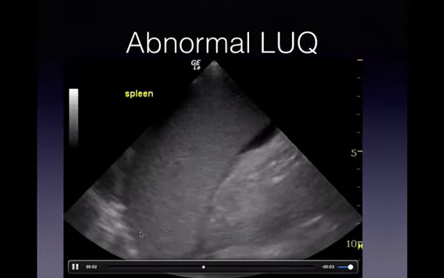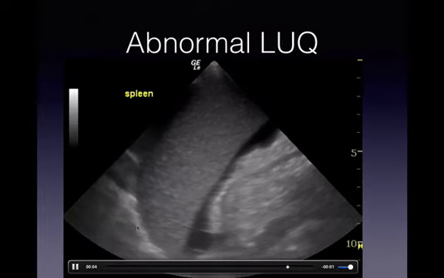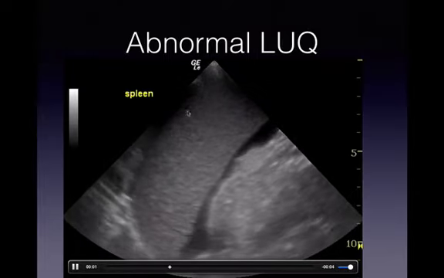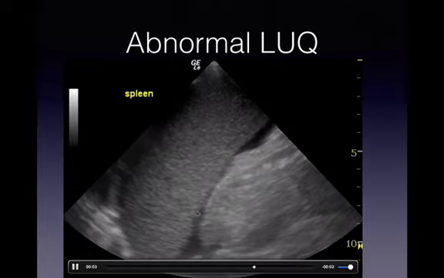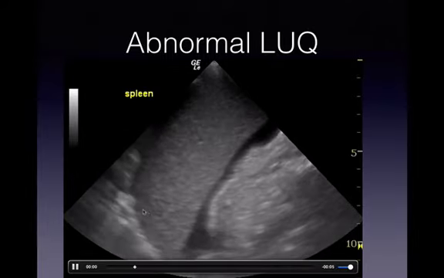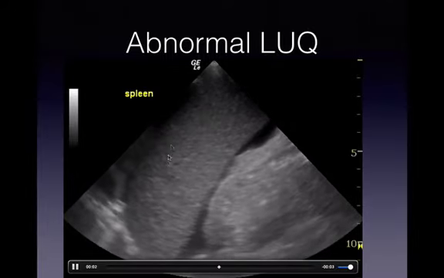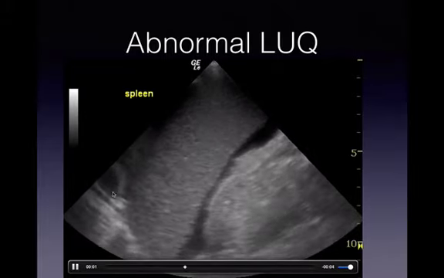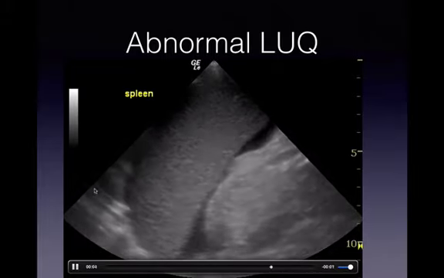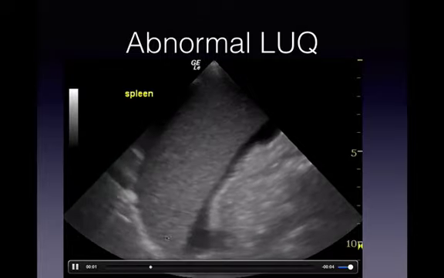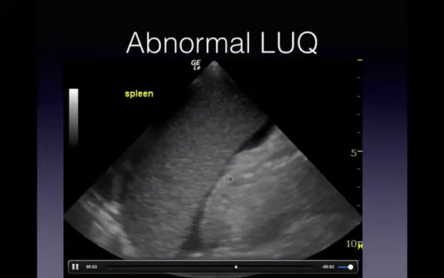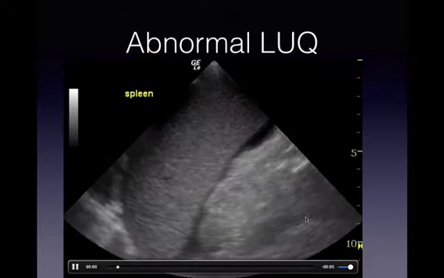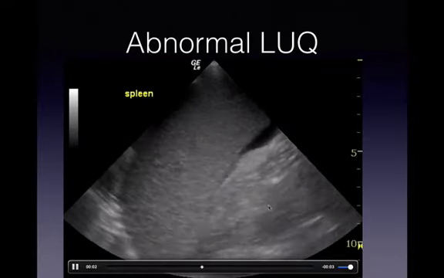This is another example of an abnormal left upper quadrant. This spleen here looks slightly more hyperechoic, so I would guess that this is a chronic state of fluid in the abdomen. Here we see a piece of diaphragm, a tiny bit of pleural fluid, definitely intraperitoneal fluid here in between the spleen, and we only catch a little tiny bit of the kidney.